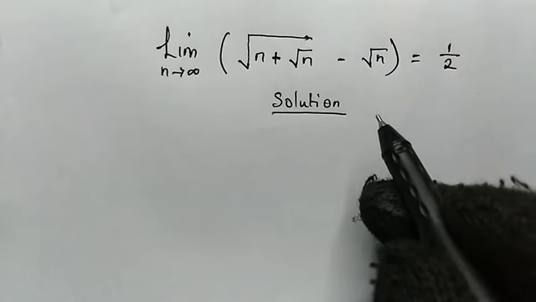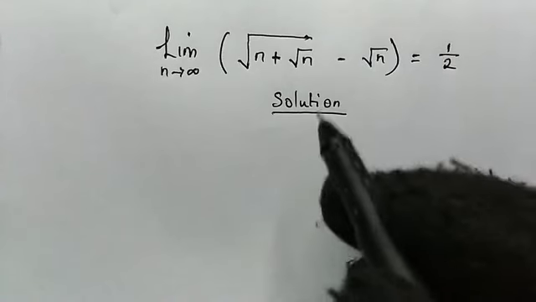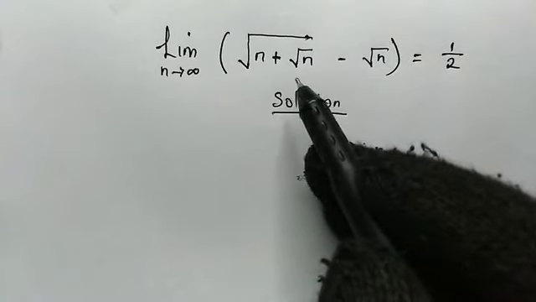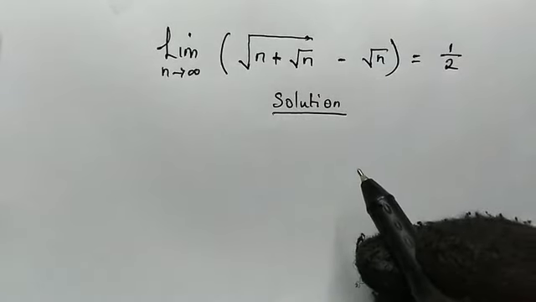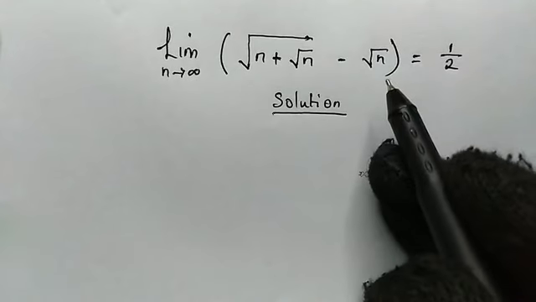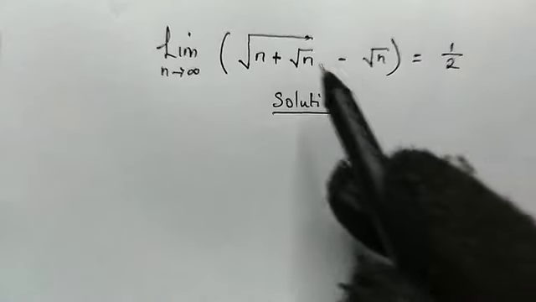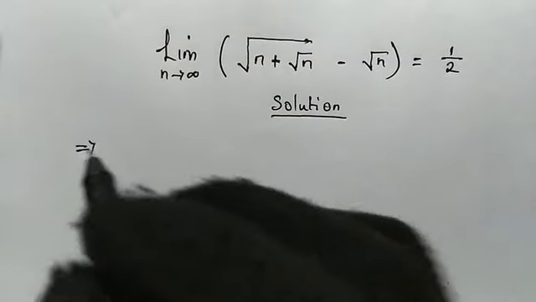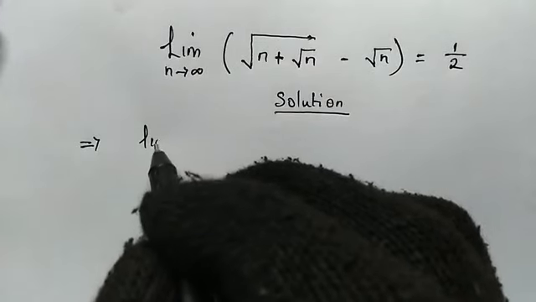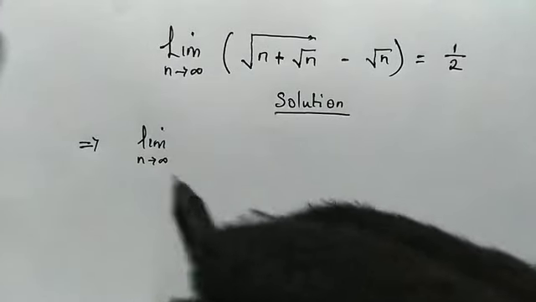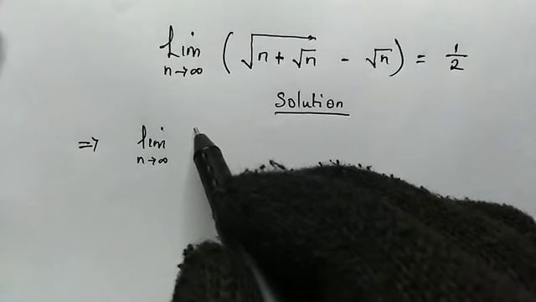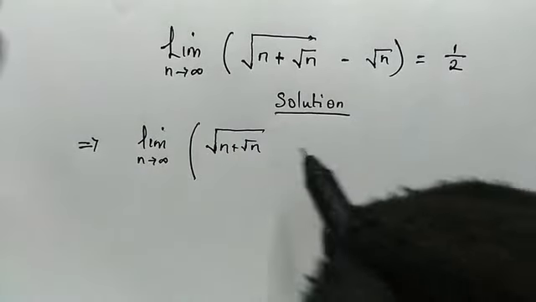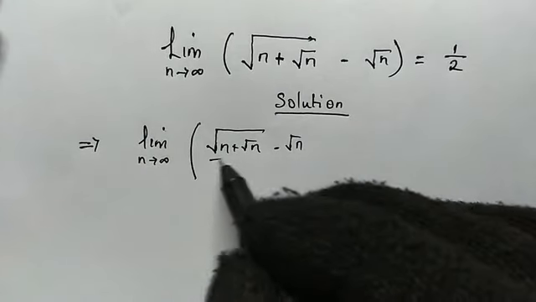Let's think about rationalization. We already know that the conjugate form of this expression is root of n plus root n, then plus root of n. And therefore, we're going to multiply the numerator and the denominator by the conjugate form of this expression. So here we have our limit equal to the limit as n approaches infinity, and doing what I just said, this is square root of n plus root of n minus root of n, then divided by 1.